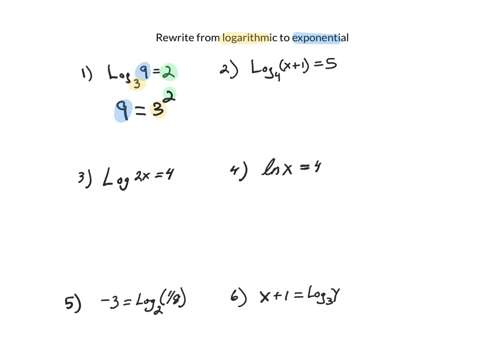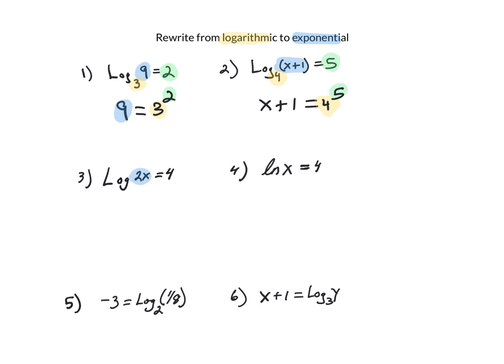So the of part stays on the side that the of part was written. So x plus 1 is equal to 4 to the 5th power. So x plus 1 is equal to 4 to the 5th power. And that's it.